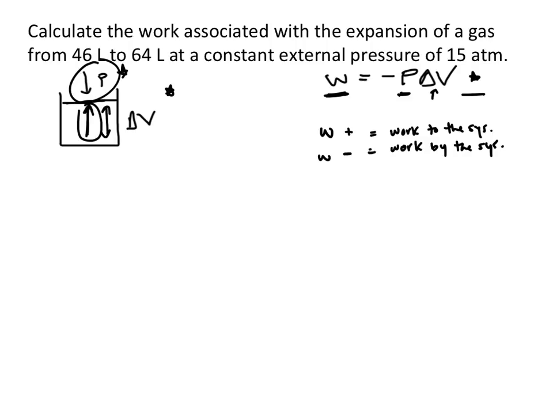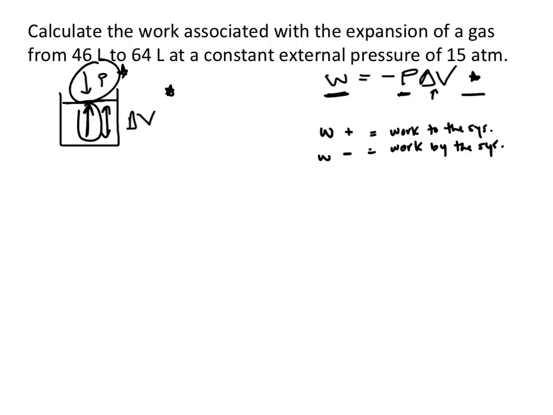We'd get a negative delta V value. When we plugged in our numerical values into our equation, we'd get a positive W value. A positive W value would mean that work was done to the system. Okay, so let's go ahead and calculate our work value associated with this specific problem.